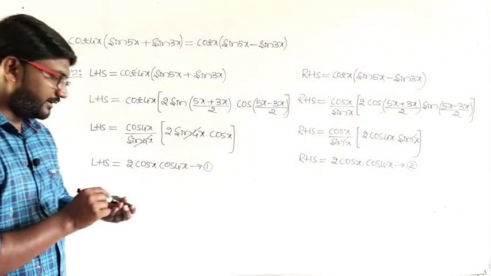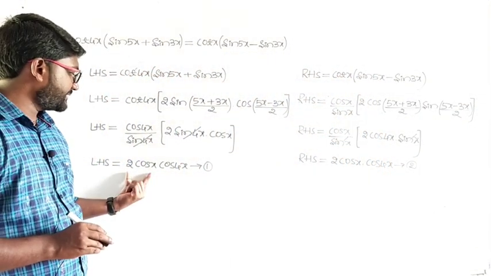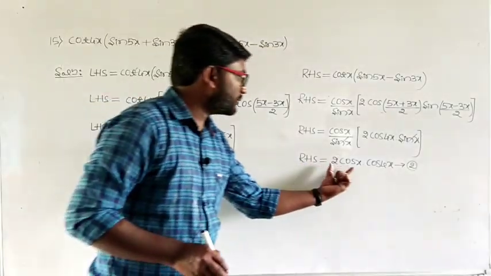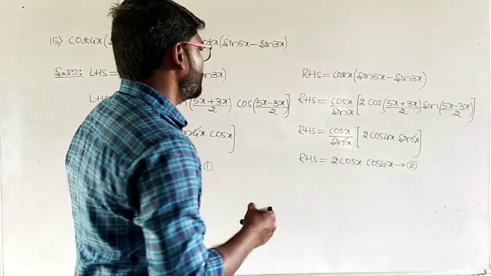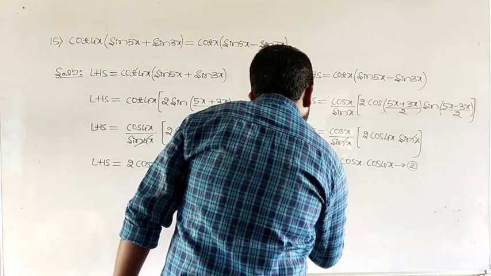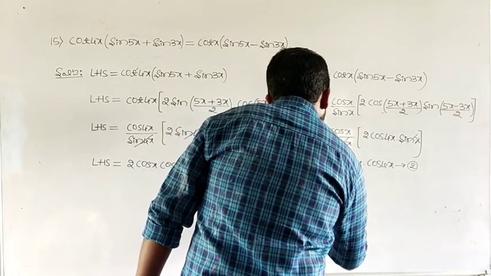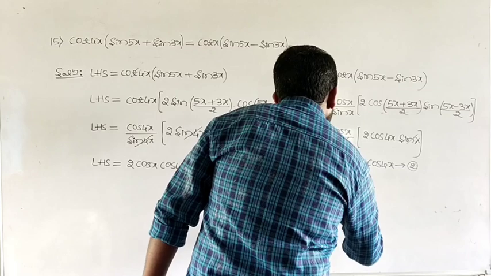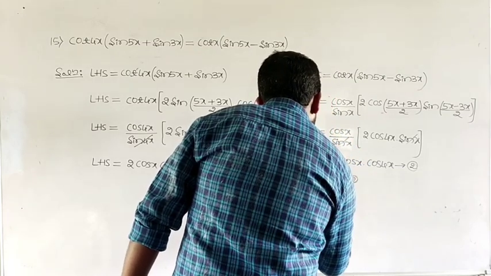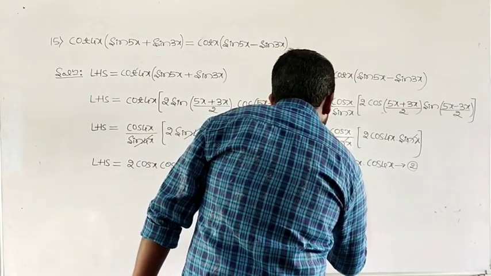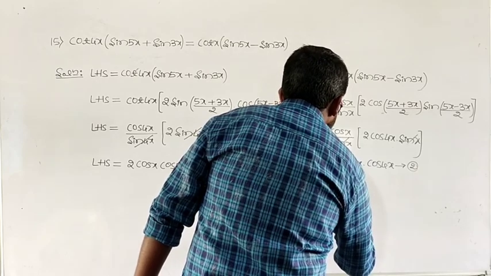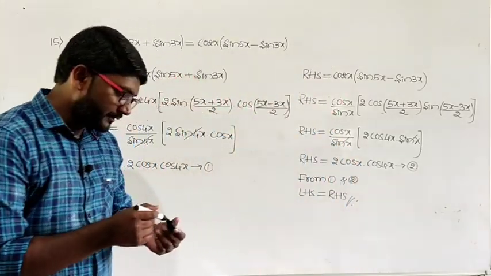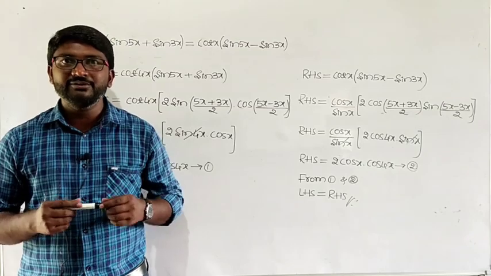So now compare equation 1 and equation 2. Here 2 cos x into cos 4x, and there 2 cos x into cos 4x. So both are equal. From 1 and 2, left hand side is equal to right hand side. So this is all about the 15th problem. So pause the video to note it down.